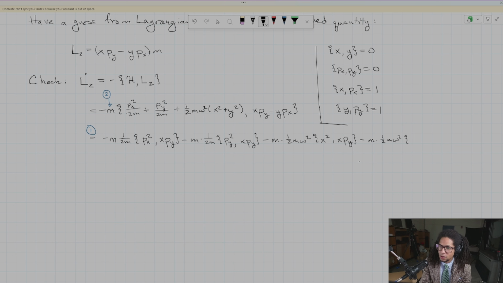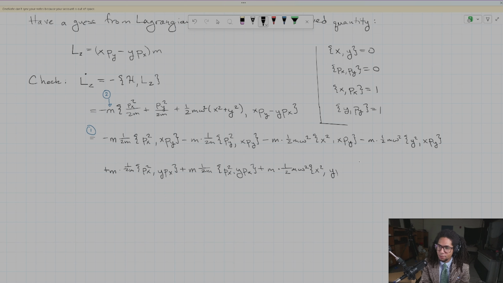Now for the next 4, I'll just switch x p_y to minus y p_x. Okay, so then I get plus m times 1 over 2m, bracket p_x squared with y p_x. Then I'll get another plus m times 1 over 2m, bracket p_y squared with y p_x, plus m times half m omega squared, x squared bracket y p_x.